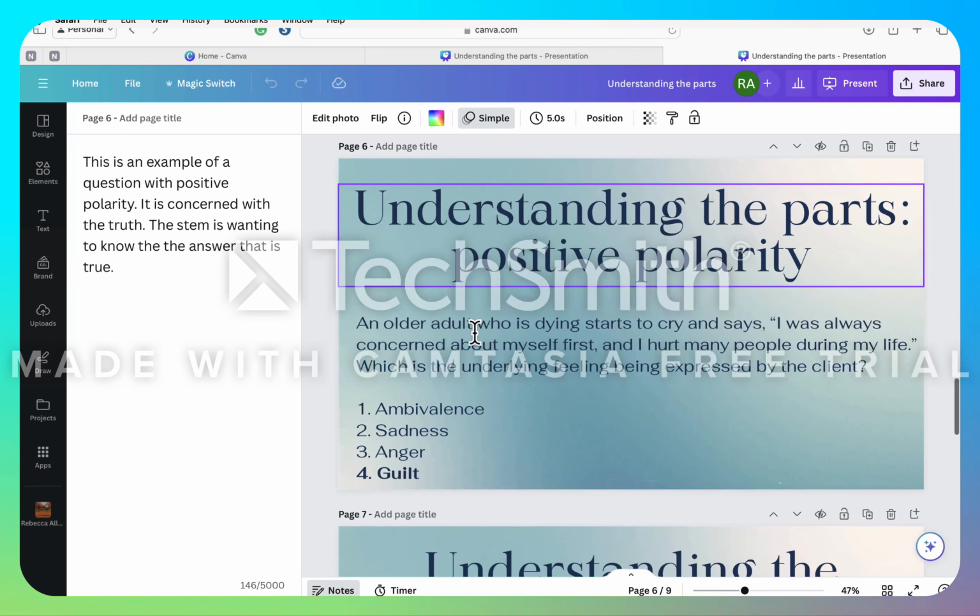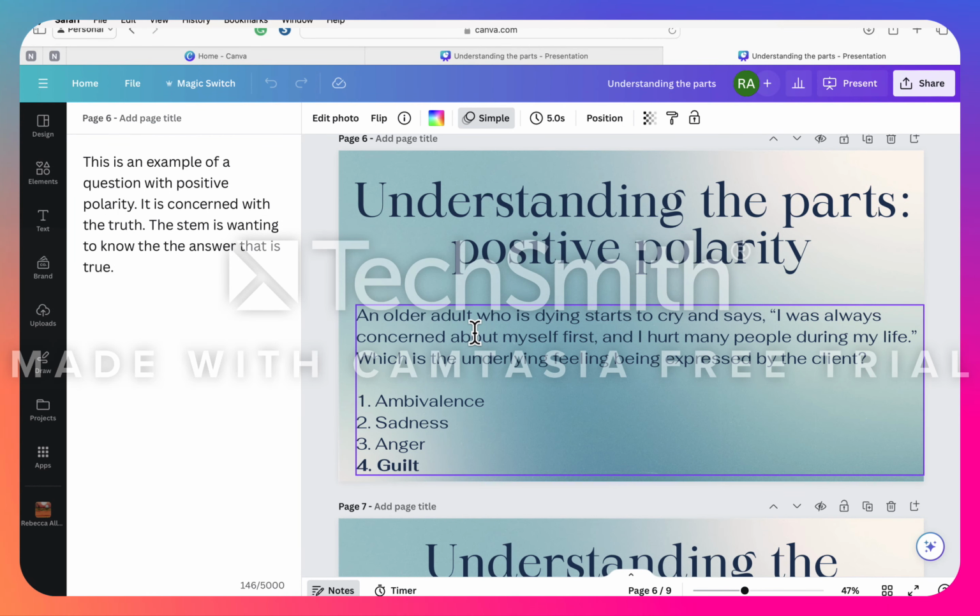Let's talk about polarity of a question. A question can be positive or negative. A positive polarity question is going to focus on the positive. It's going to be looking for the truth. So as soon as you see a question like this, you're looking for something that is the truth. It is a true statement.